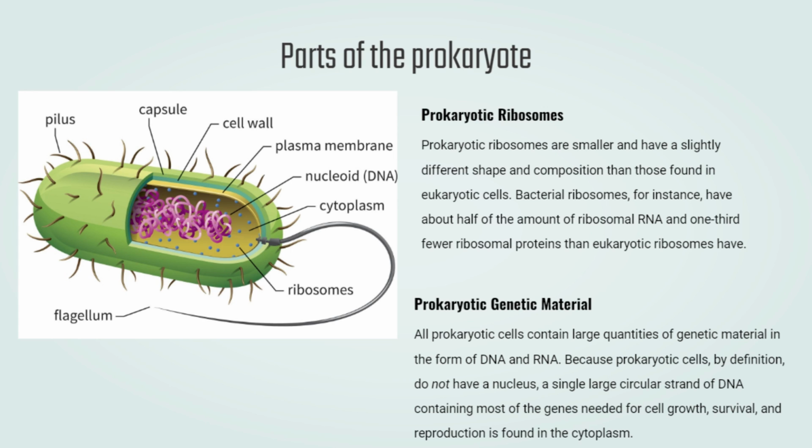All prokaryotic cells contain large quantities of genetic material in the form of DNA and RNA. Because prokaryotic cells, by definition, do not have a nucleus, a single large circular strand of DNA containing most of the genes needed for cell growth, survival, and reproduction is found in the cytoplasm.